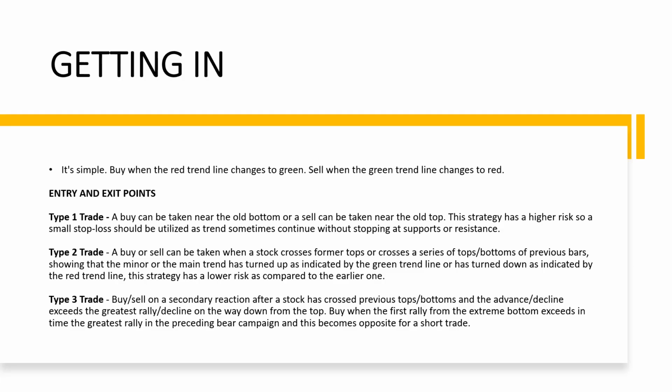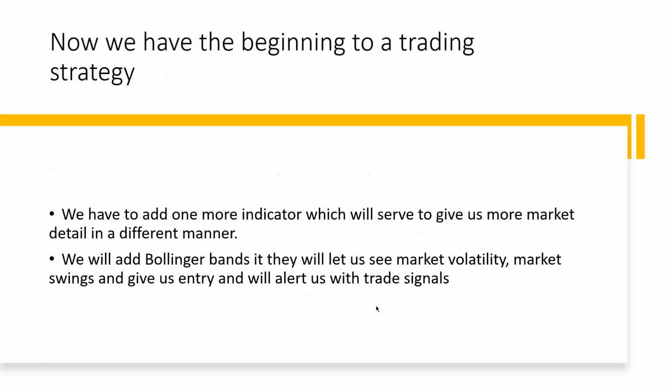Now, you need all types of different strategies to get in the market and get out of the market. You can have type 1 trade: a buy can be taken when the old bottom, or the sell can be taken near the old top. 2, a buy or sell can be taken when a stock crosses former tops or crosses a series of bottoms. 3, a buy or sell is a secondary reaction after stock has crossed previous tops or bottoms. All of these are incorporated into your strategy. So now we can kind of have the beginnings of a trading strategy. We'll have to at least add one indicator, which will serve to give us the market details. So one of my favorites is Bollinger Bands, and my other favorite is MACD.